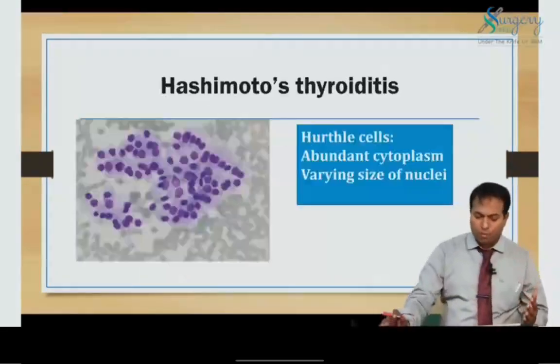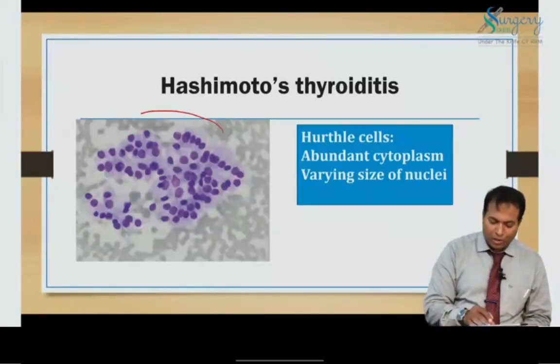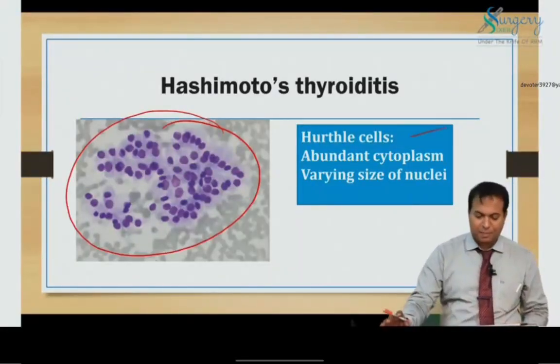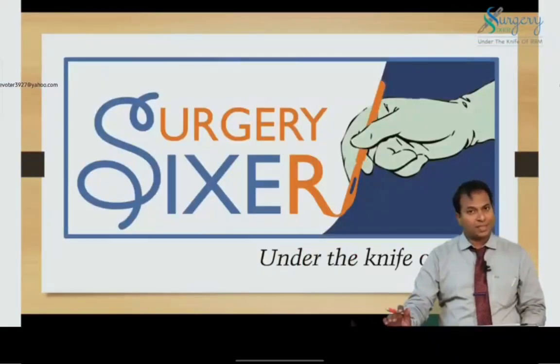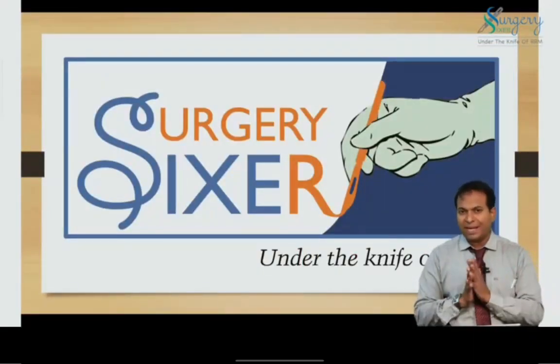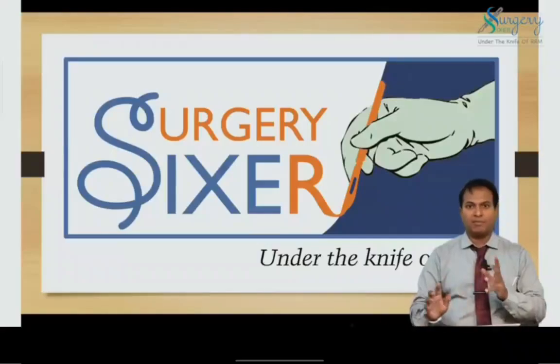So thyroiditis, I told you the most common is Hashimoto's: abundant cytoplasm with varying size of nuclei. Abundant cytoplasm with varying nuclei is Hurthle cells, a pathology MCQ, on FNAC. The most common antibody is thyroid peroxidase. Riedel's, subacute, all these things we have discussed, and these are the benign topics in the thyroid gland. I want you to remember these are the benign topics in the thyroid gland. You should not forget. Okay, so we stop here at benign topics and we'll start the malignant topics next.